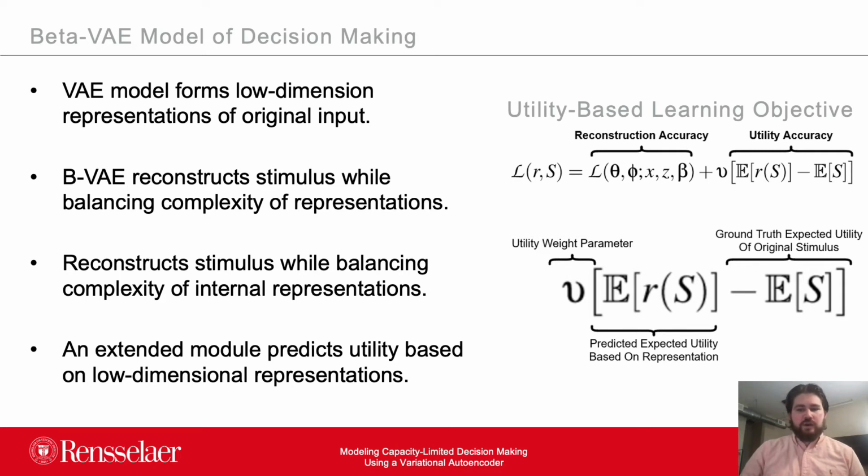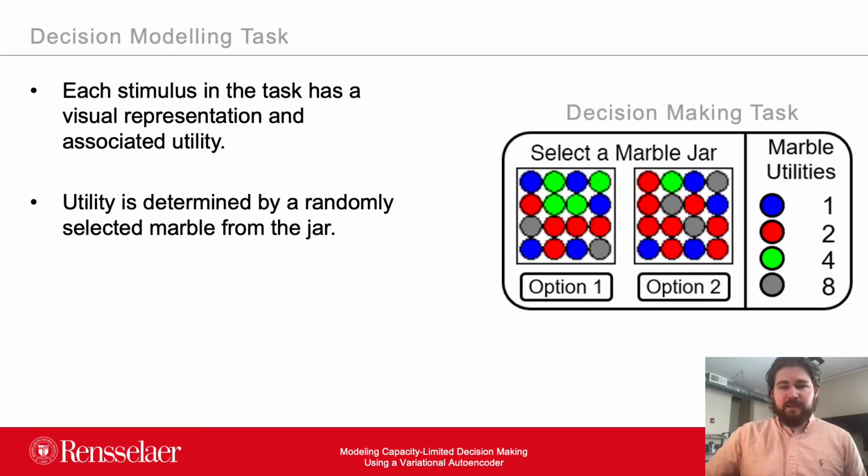We're going to show through experimentation that some phenomena of human economic decision-making, specifically deviations from maximum expected utility, can be understood as resulting from an information-constrained representation of stimuli. The model we describe is applied onto the following decision-making task based on visual information. The stimulus is 2 jars of marbles, and the decision maker will choose one of the jars, and a marble will be selected at random from the jar, with each marble within a jar being equally likely to be selected.